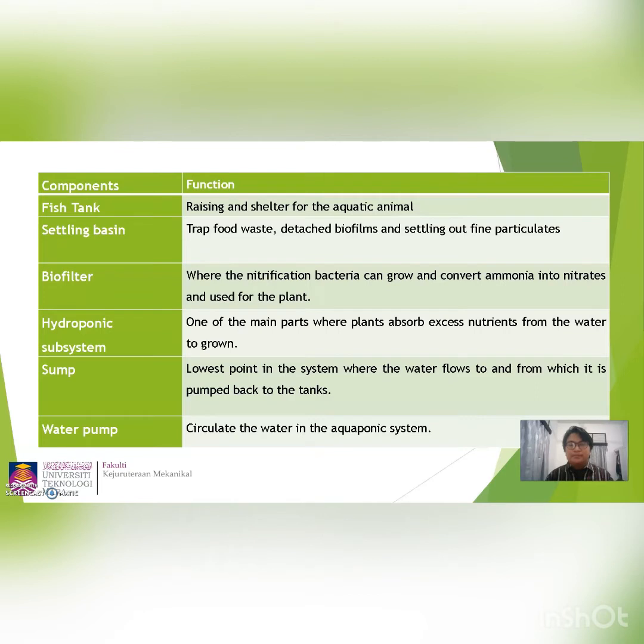Biofilter is where the nitrification bacteria can grow and convert ammonia into nitrates, used by the plants. Next is the hydroponic subsystem, one of the main parts, where plants absorb excess nutrients from the water to grow. The sump is the lowest point in the system, where the water flows to and from which it is pumped back to the tanks. The water pump is used to circulate the water in the aquaponic system.